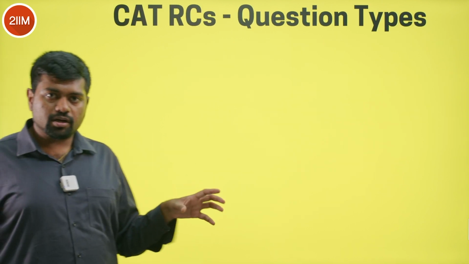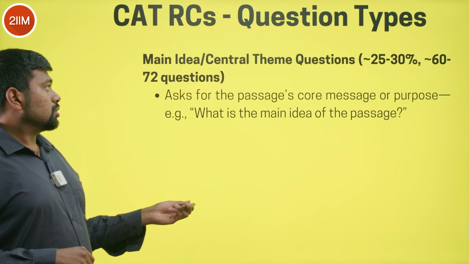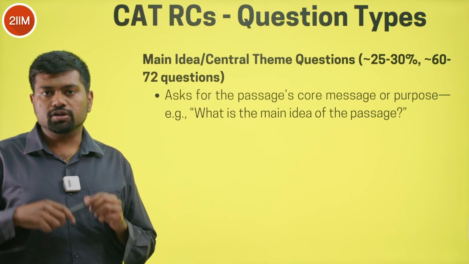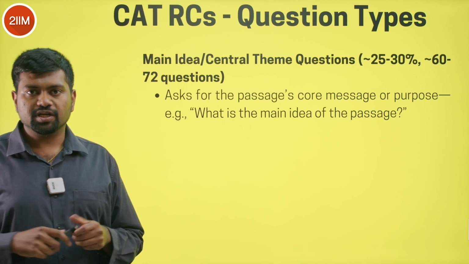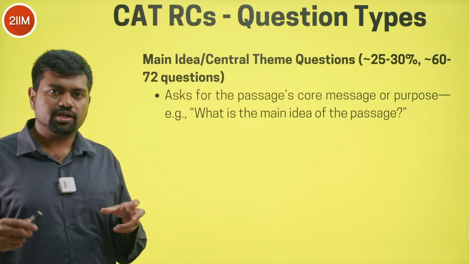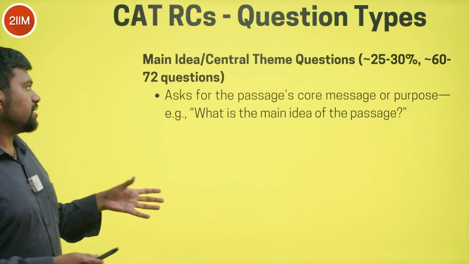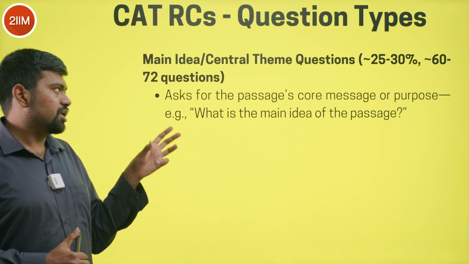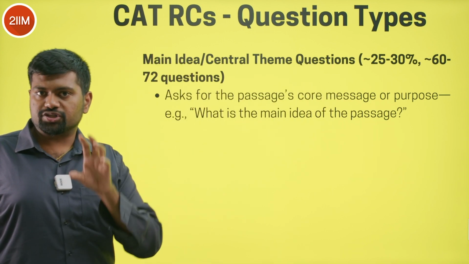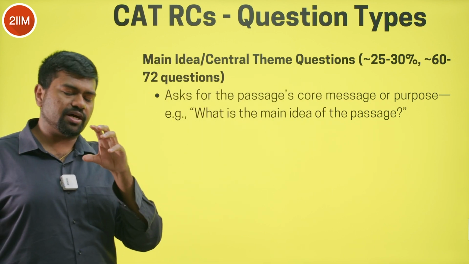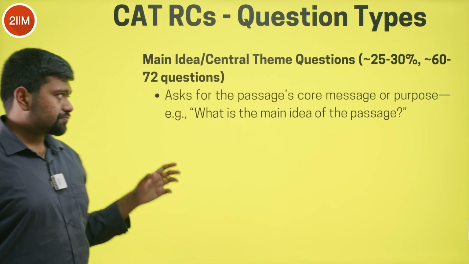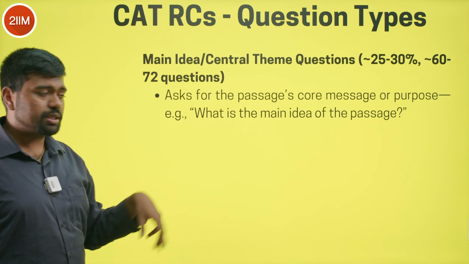So that was the raw data. Now, the kind of question types that are asked along with the passages also warrant a deeper look. The most famous, the most common question type are main idea questions, central theme questions. These were roughly 25 to 30% of all the questions that have been asked with the passages over the past 5 years. A huge weightage, 60 to 72 questions in total.